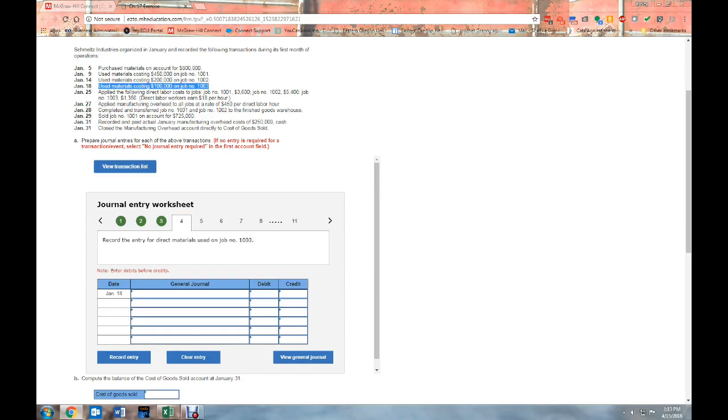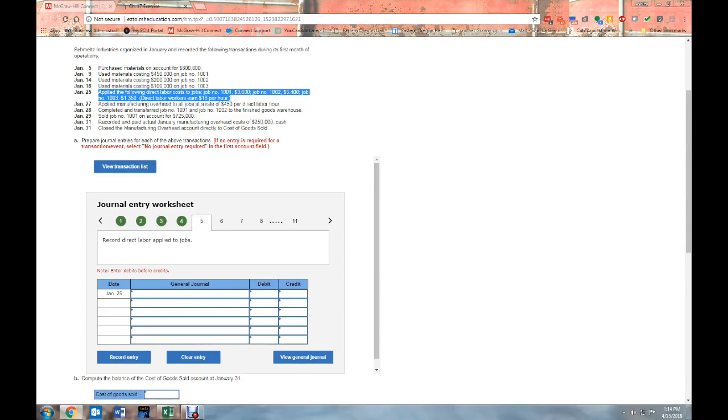January 18th, use materials costing $100,000 on job number 1003. Nothing different there. So these three jobs are in our work in process inventory. So those costs are moving out of the inventory account into the work in process inventory account. Those materials, we don't have them anymore. They've been put into play. Okay? So we have taken care of our jobs, as far as direct materials.